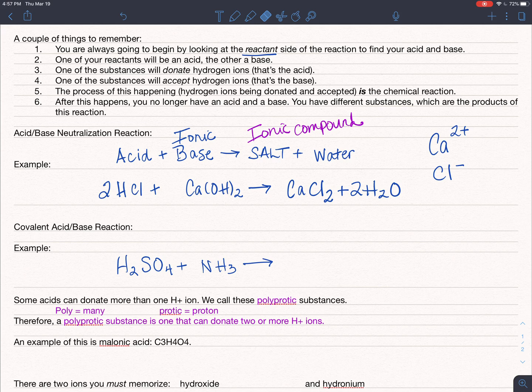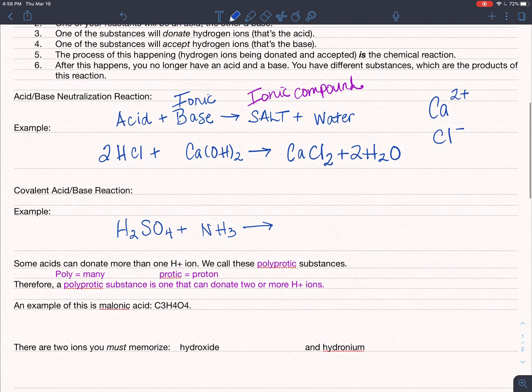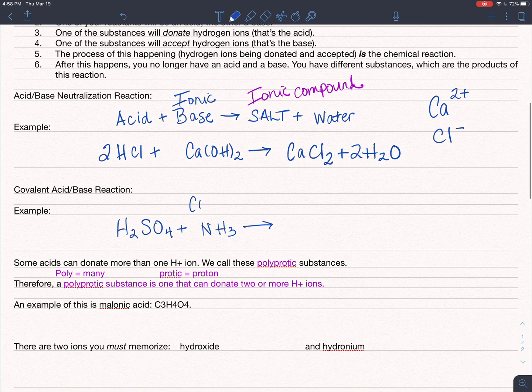We have another type of reaction that you will be writing, and it's called a covalent acid-base reaction, where we have a covalent base. This is an ionic base, this calcium hydroxide that we worked with in the previous reaction. Now we're going to look at a reaction with a covalent base, ammonia. Now you just need to know that if you see NH3, it's ammonia, it's a base. You just need to know that. And actually, these types of reactions are a little bit easier to write.